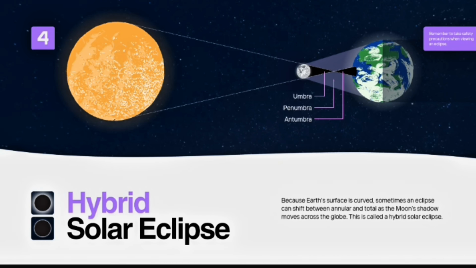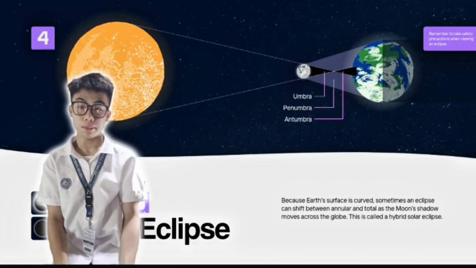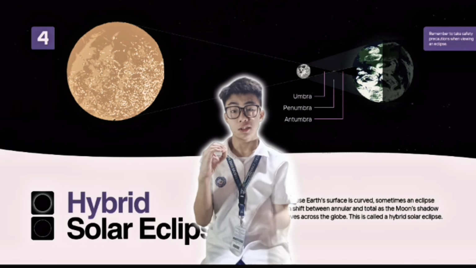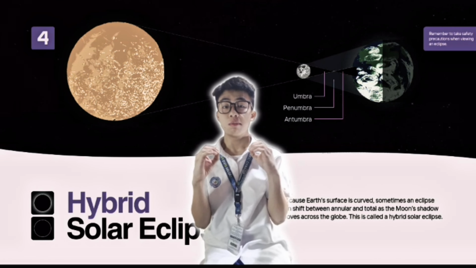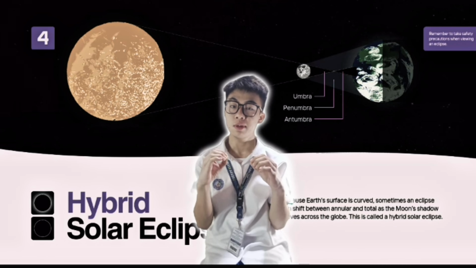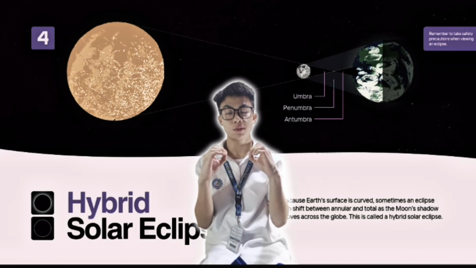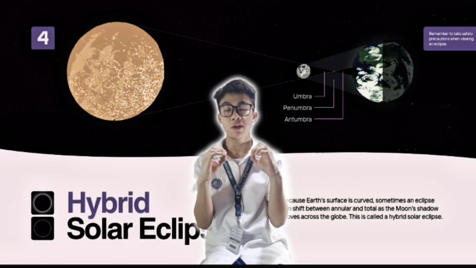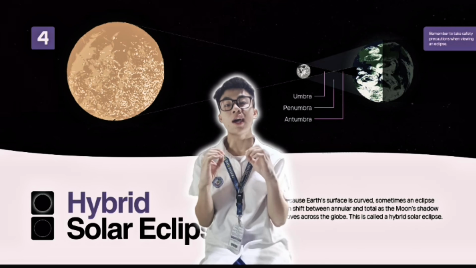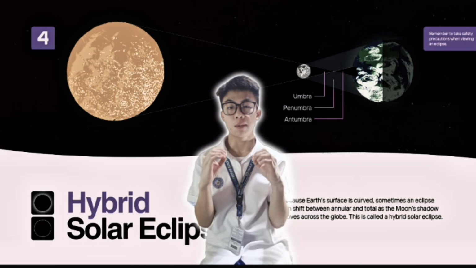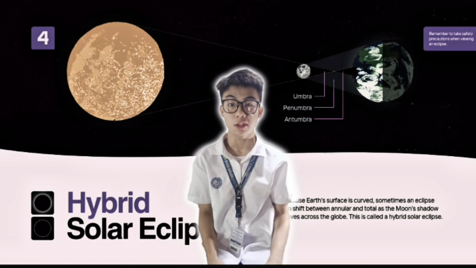And finally, we have the hybrid solar eclipse. So imagine this. This is our Earth, this is our Moon, and this is our Sun. But because the Earth's surface is curved, sometimes our Moon can shift farther or nearer to the Earth. It can make an annular or total eclipse at the same time, and that is called the hybrid solar eclipse.